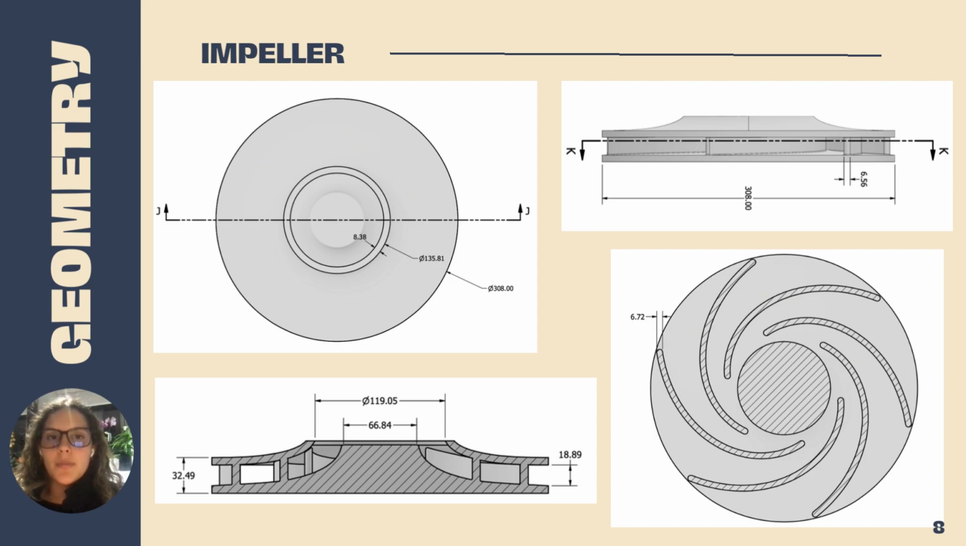Regarding the geometry of the pump, we will start with the impeller. As we can see in the plans, the impeller has an external diameter of 308 millimeters, 6 blades, and a thickness of 6 millimeters with which the blade offset was made.